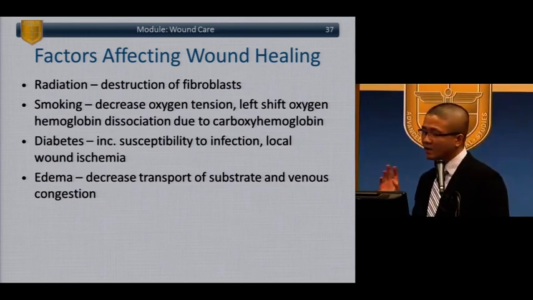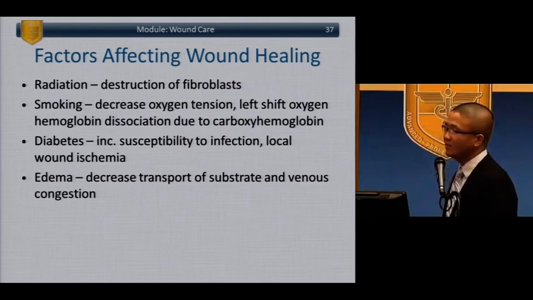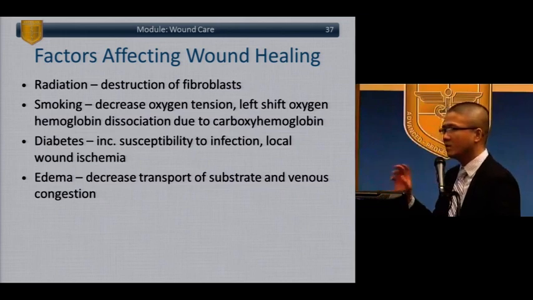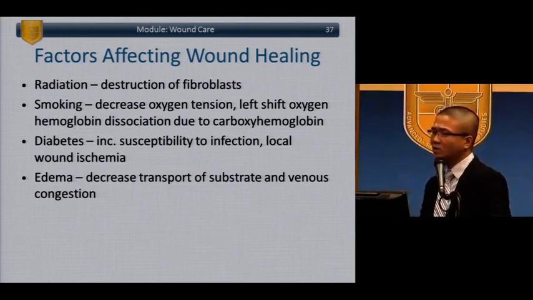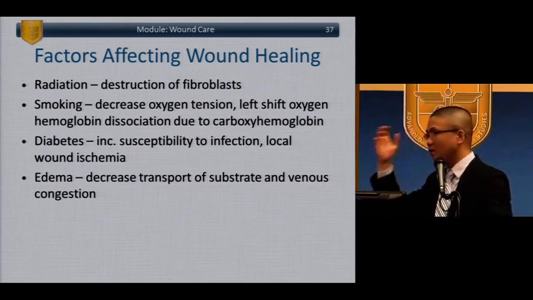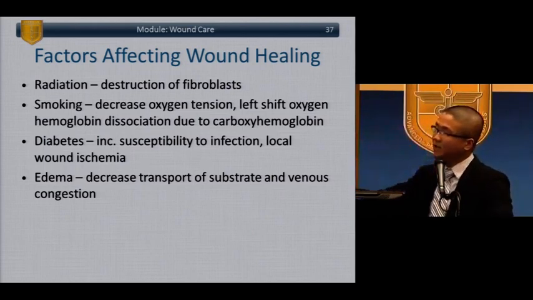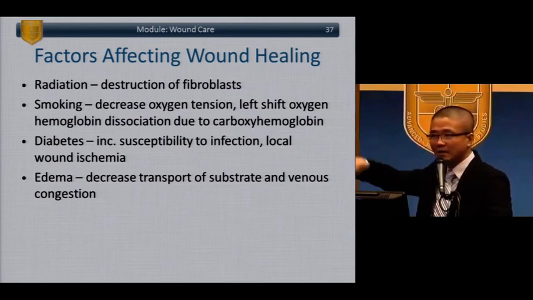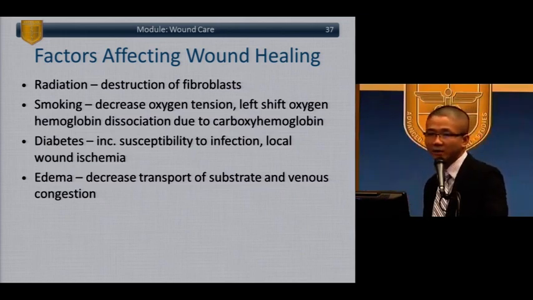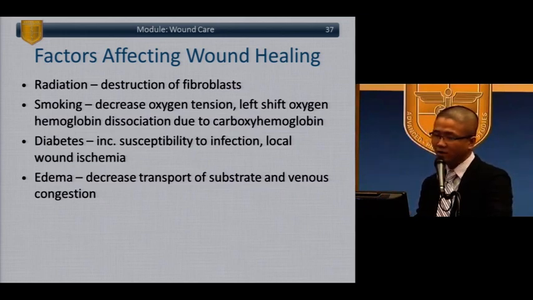Edema. So edema is interesting, right? The chronic venous stasis patients, or anybody with chronic edema, their wounds are difficult to heal, because their ability to transport the substrate is decreased. There's an outflow obstruction from the venous congestion, if we can see it in a very cartoonish fashion, and so therefore the substrate can't come in. There's no cycling of this. There's no clearing of the old and coming in with the new, right? So that's why edema is not good for your healing either.